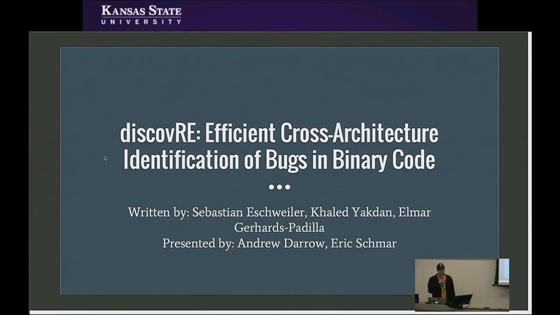The research paper that we had to read was on a program called discovRE. Like it says, efficient cross-architecture identification of bugs in binary code.